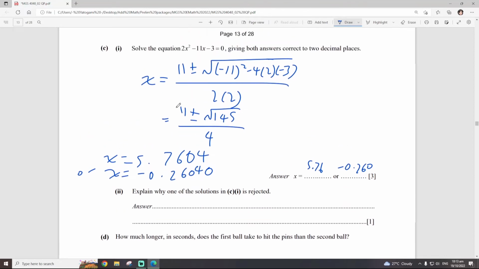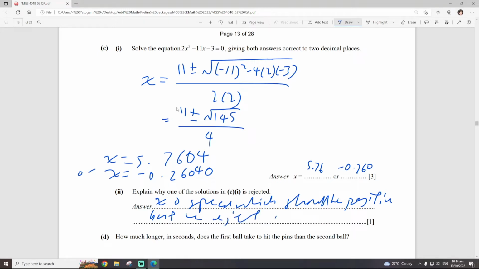Explain why the solution is rejected. x is the speed, right? x is speed, which should be positive. But we reject x equals negative 0.2604. Okay? So we reject this.